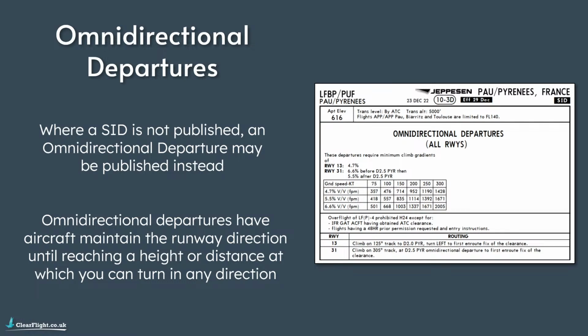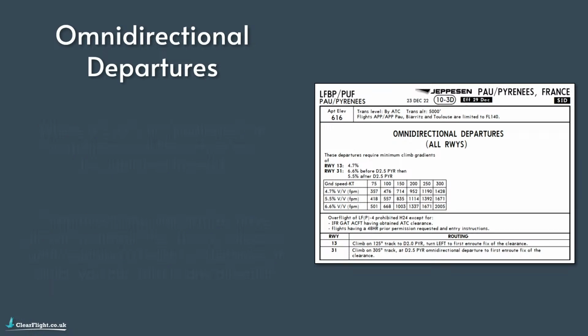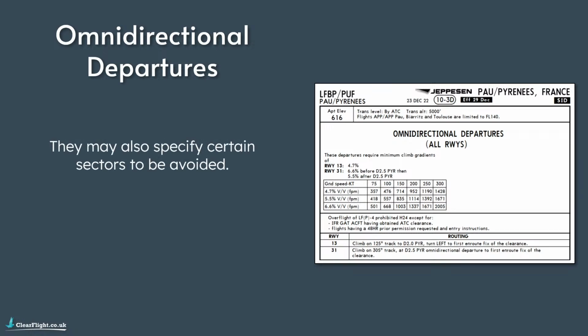These often get published at airports where maybe there's no suitable nav aid that allows the authority to create a SID, or at airports that just aren't busy enough to warrant having standard instrument departures designed for that particular airport. Omnidirectional departures may also sometimes specify certain sectors to be avoided. They might say something like avoid the sector from radial 180 to radial 270 because there's high terrain in that one sector.